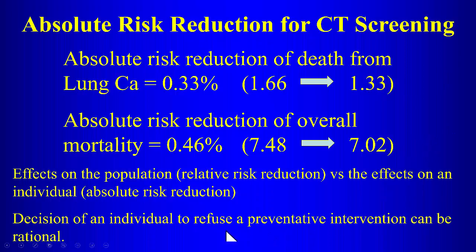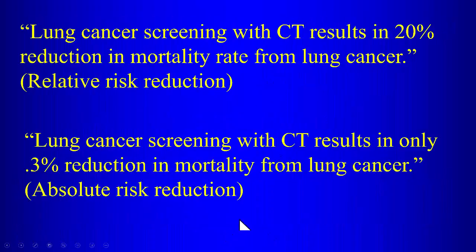So for an individual to refuse a preventive measure may not be irrational. If we say lung cancer screening with CT results in a 20% reduction in mortality rate from lung cancer, that sounds pretty good, right? But if you say lung cancer screening with CT, and this is applied to the whole population, results in only a 0.3% reduction in mortality from lung cancer for any particular individual patient, that's the absolute risk reduction. That's a pretty small number. So maybe it's not irrational for people to decide that they don't want to go through the process of lung cancer screening.